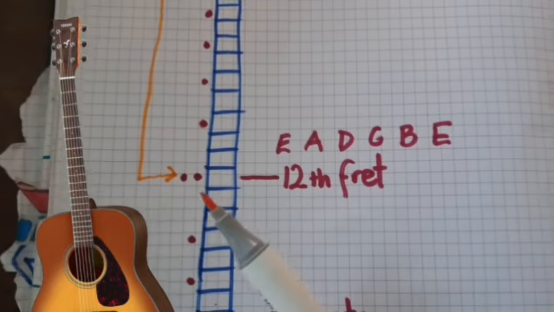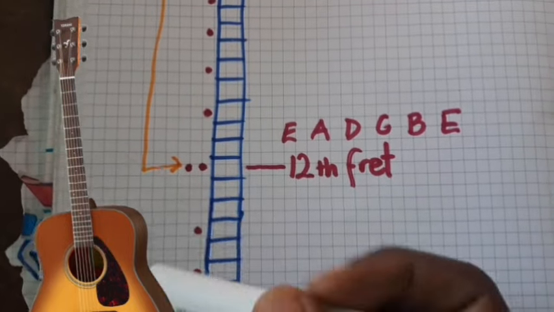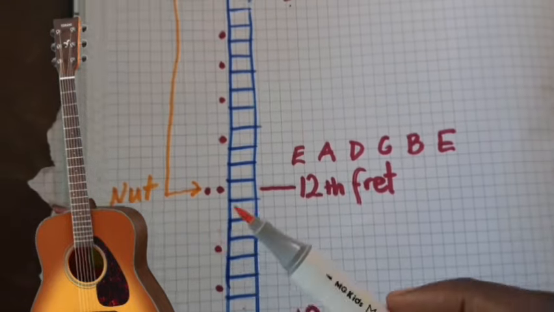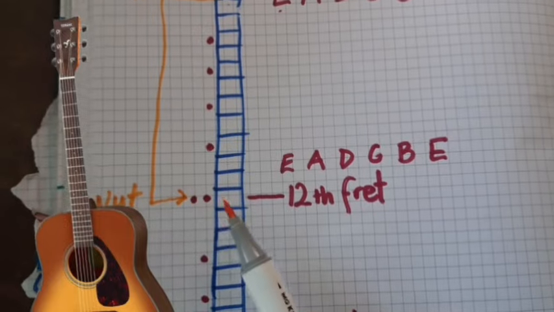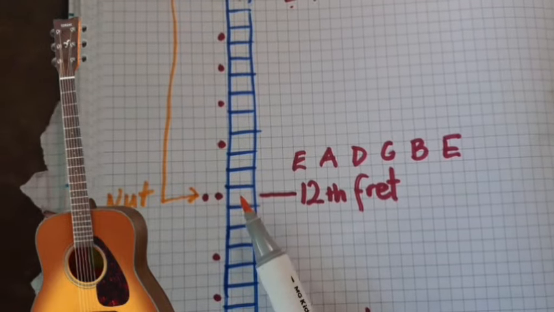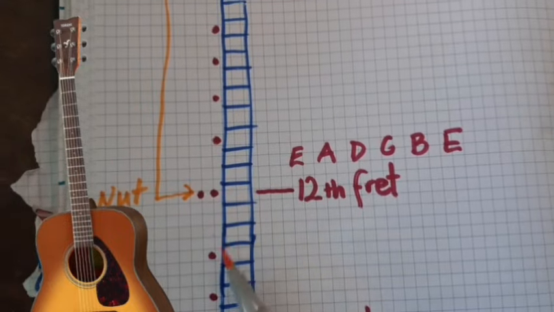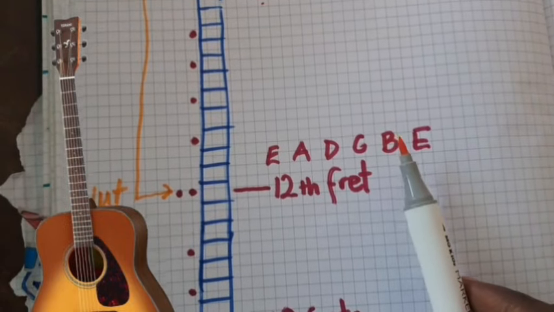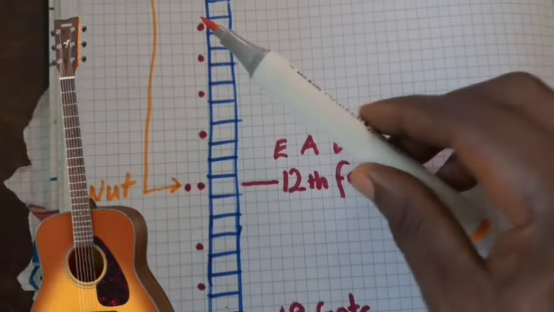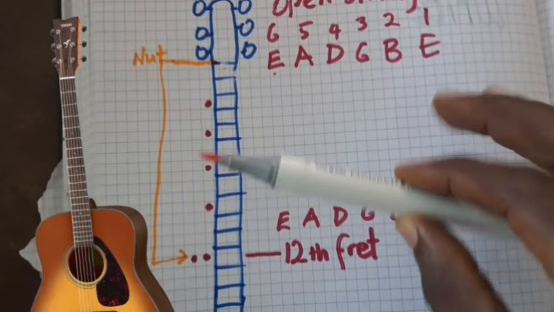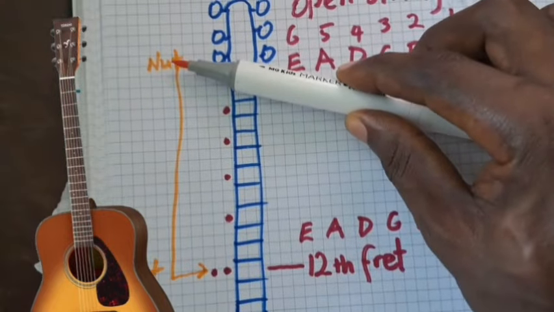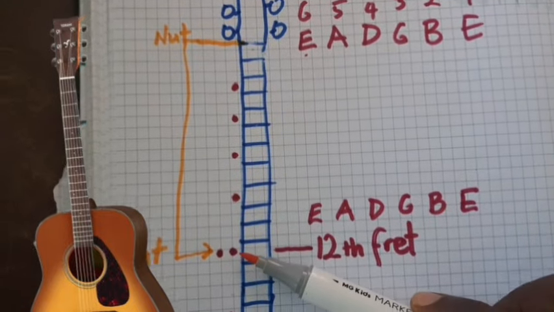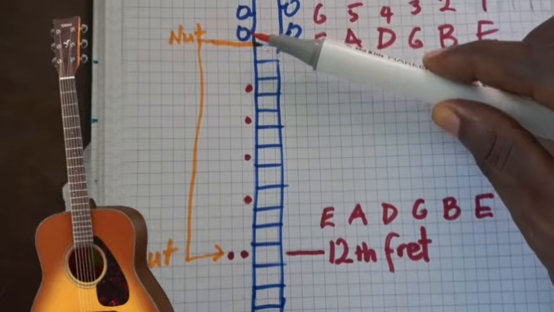So also here, if we say this is a knot, then from this knot, anytime we press this knot, we will also get E, A, D, G, B, and E. So in essence, in summary, we can say this knot serves as the 12th fret, and this 12th fret serves as this knot.